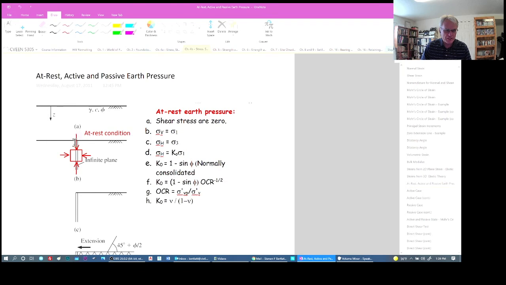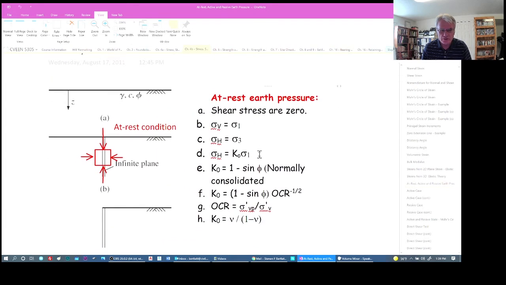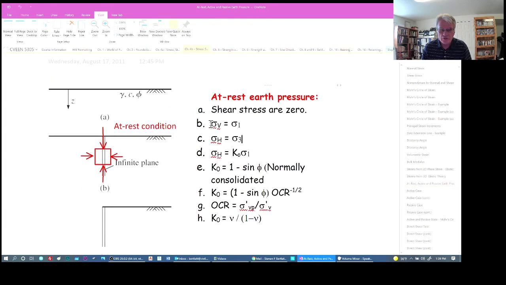Now, when we look at this at-rest condition, this plane would go on infinitely. We'll find we have some vertical stresses and some normal horizontal stresses. In terms of what we've been talking about before, the vertical stress we'll say is going to be larger in this particular case, so we'll call it sigma 1. The horizontal stress is sigma 3. There are no shear stresses acting on this.